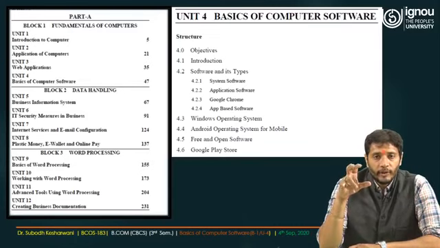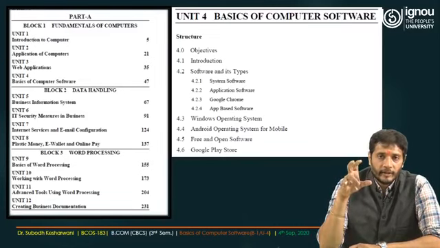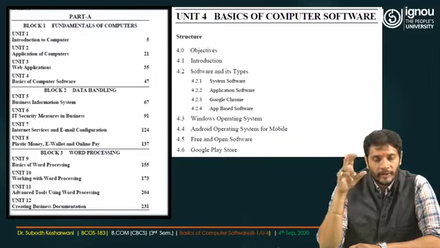So prior to going into the depth, what exactly are we going to cover? That is the basics of computer software: software, system software, application software. Google Chrome is the browser, and then app-based software.